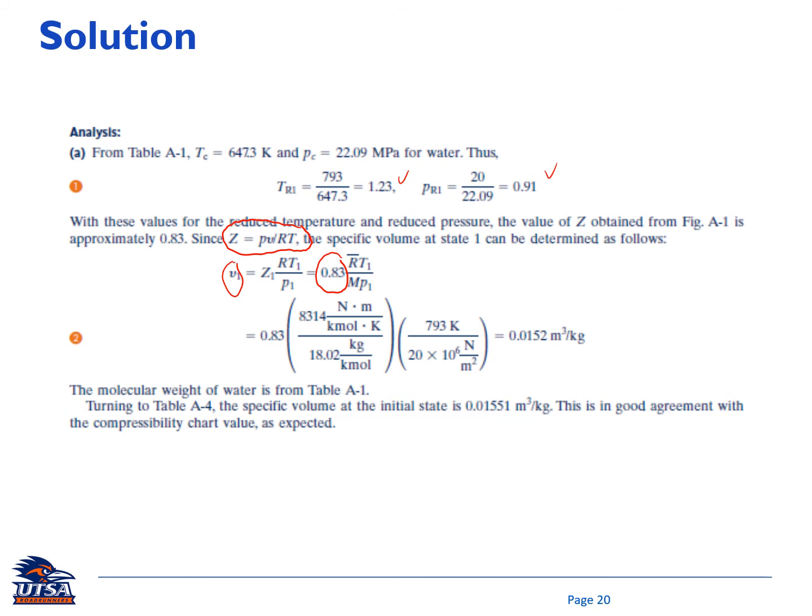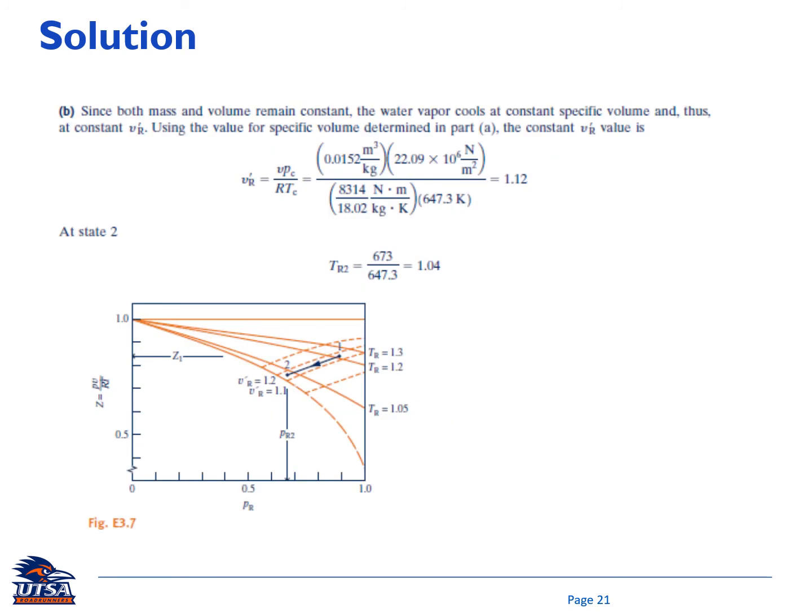Okay, so I have this formula. I have R bar, the universal gas constant. I have T1, I have P1. Then if I plug in all these numbers, I will get V1. So I get V1, the specific volume at the initial state. So we already answered question A, the specific volume at the initial state.